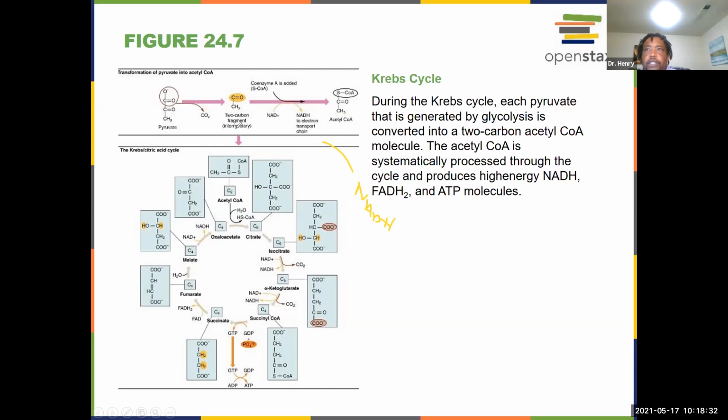Now acetyl-CoA can actually be transported into the mitochondria, and that's what happens here. So in the membrane of the mitochondria, we have the acetyl-CoA, and this here is acetyl-CoA. This is the structure of the acetyl-CoA. This is just our abbreviation for that two-carbon chain for acetyl-CoA.